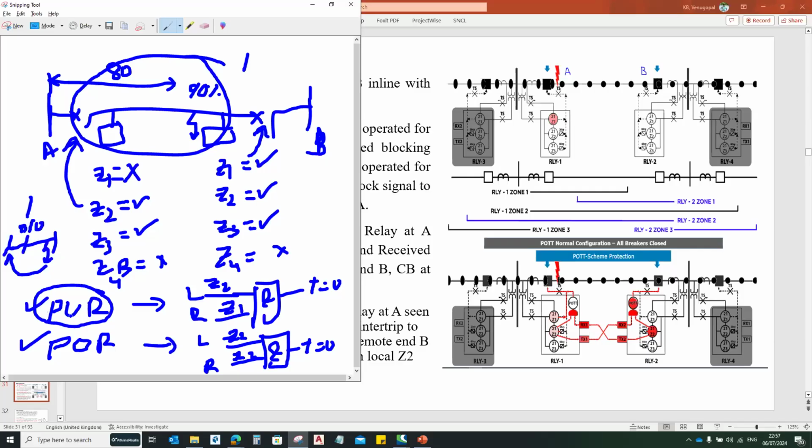In the remaining cases, we are using the permissive underreach scheme in distance protection to clear the faults and to protect 100% of your transmission line.